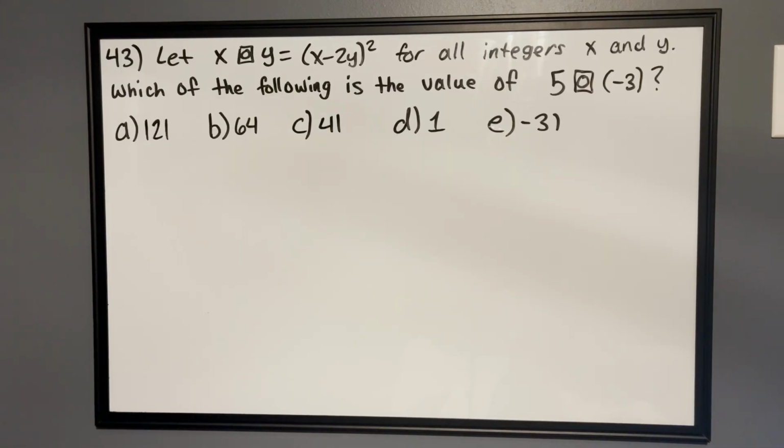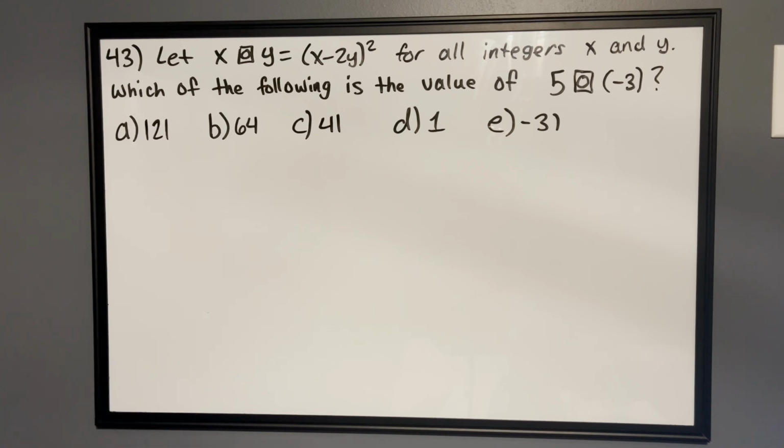Okay, so here we have question number 43. It says, let x square circle y equal the quantity x minus 2y squared for all integers x and y. Which of the following is the value of 5 square circle negative 3? Now, of course, square circle is not an operation that we teach because it's not a real operation. What they're testing here is the fact that you know how to use a definition when it's given to you. So this is an operation we don't use, but they've created, and so now we're going to apply it.